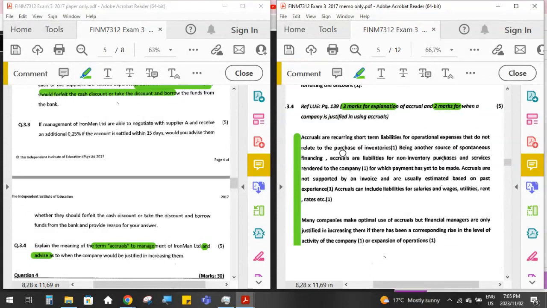Okay, so that's explained in the 3 marks what an accrual is. You'll see there's more than 3 marks available there, but you just have to give 3 valid points. And then when is a company justified in using accruals for 2 marks?